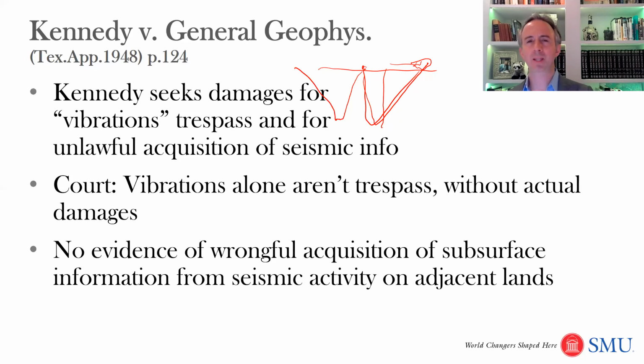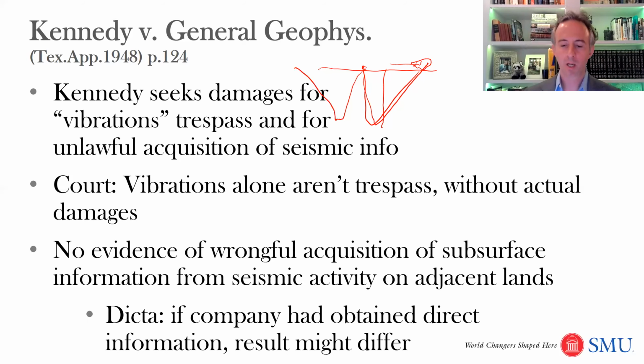Now you might ask, well, what would be the big deal anyway with getting seismic information on my land? How could that really harm me? What we'll see is there are ways that it can, so that's important. The court says if the company had gotten direct information from Kennedy, it might have been different. The court also says if there was some kind of malice, which basically means some kind of intent to harm Kennedy, well then maybe there would have been a claim. But here it's just vibrations. They didn't get any information on Kennedy's land, and so it's not a trespass.